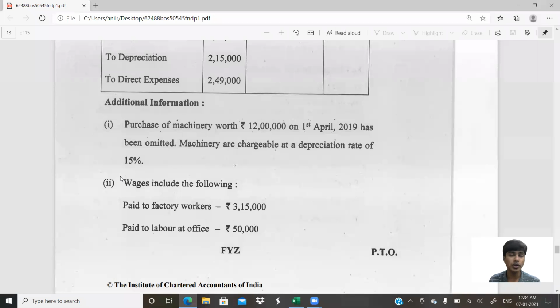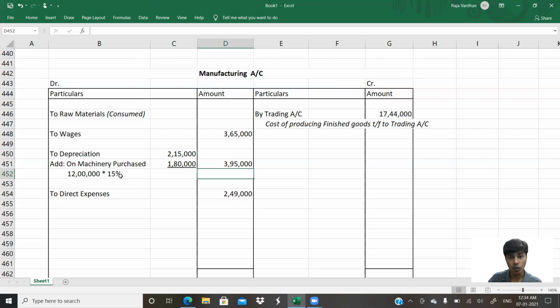But they've wrongly put only 2,15,000. Now I corrected this. Now the depreciation increased. When the depreciation increased, the expense increases. It is actually increasing our cost of producing final goods. Am I right? So this 17,44,000 is actually wrong. You get that? 17,44,000 is actually wrong. I would have to correct it. What will I do? Will that increase or decrease?